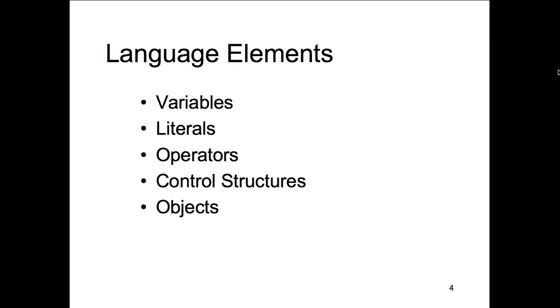So the language elements that it contains: variables, literals, operators, control structures, and obviously objects. So I'm going to go through each one of them, and if you've never had a programming course before, you'll appreciate this. If you have, you'll be wondering, wow, man, it's a repeat of some basic concepts you're probably familiar with. But there's some people taking the course that aren't programmers, that don't know anything about programming. So we're going to start from the basics.